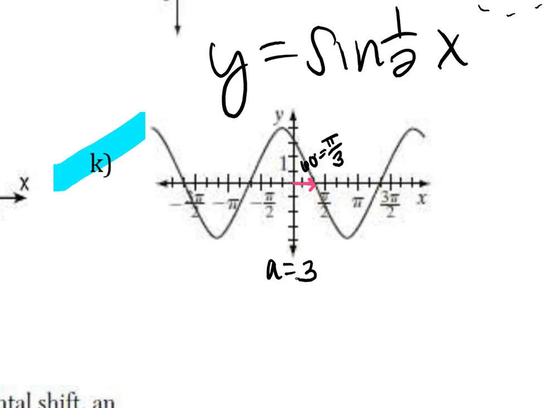Actually, I think I miscounted that. Yep, definitely miscounted. Looks like 4. 1, 2, 3, 4. Whoopsies. Okay, amplitude looks like 4.